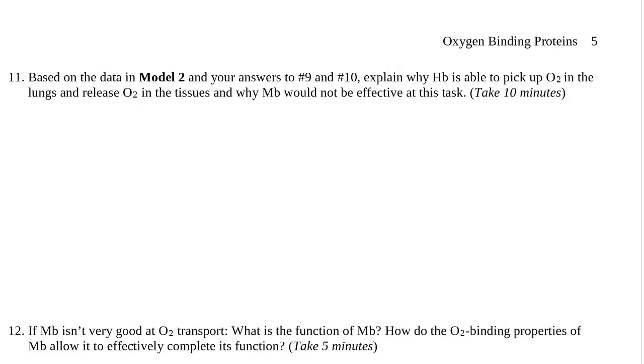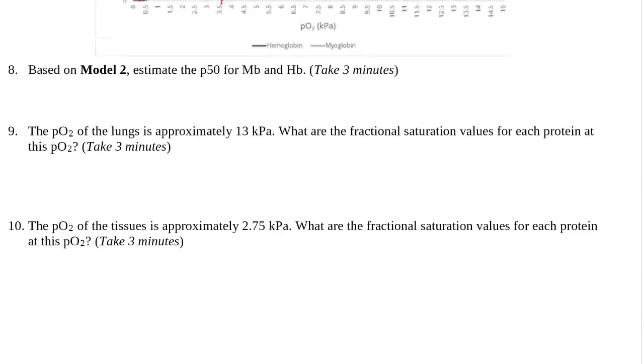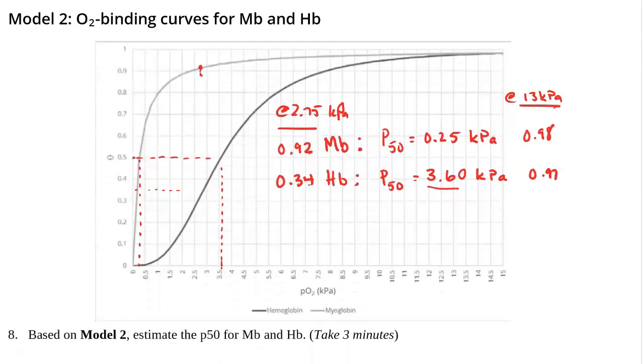So give yourself some time, and during that time, you're looking at this graph, and you're looking at these answers that you gave. That you said in the lungs, you have these fractional saturations for myoglobin and hemoglobin, and in the tissues, you have these values. So I'm just going to leave it on this screen, but on your paper, write yourself an answer to why hemoglobin is able to pick up oxygen in the lungs and deliver it to the tissues, but myoglobin would be unable to do that solely based on this data. Pause the video and write yourself a good answer.